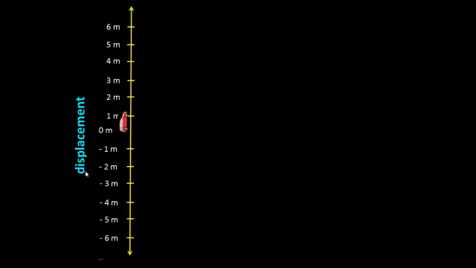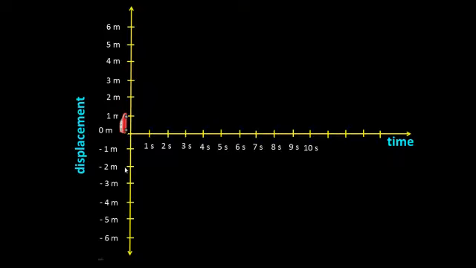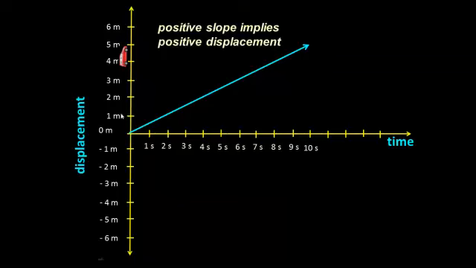Now, a typical displacement versus time graph could look like this, where you have an object moving away at constant velocity, in which case it sweeps out a nice linear line on the displacement versus time graph. Now, in this case, positive slope implies positive displacement, and so our observer would be standing right here at the origin, watching this car move away.